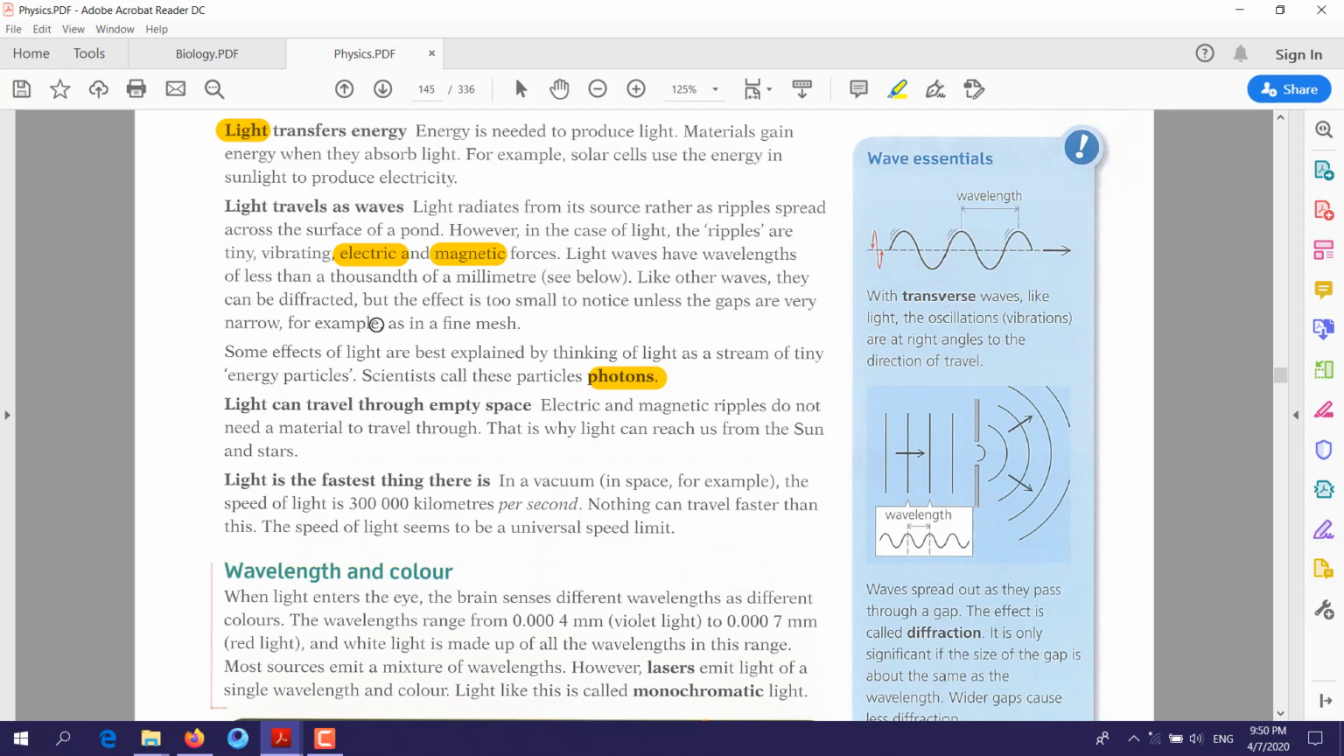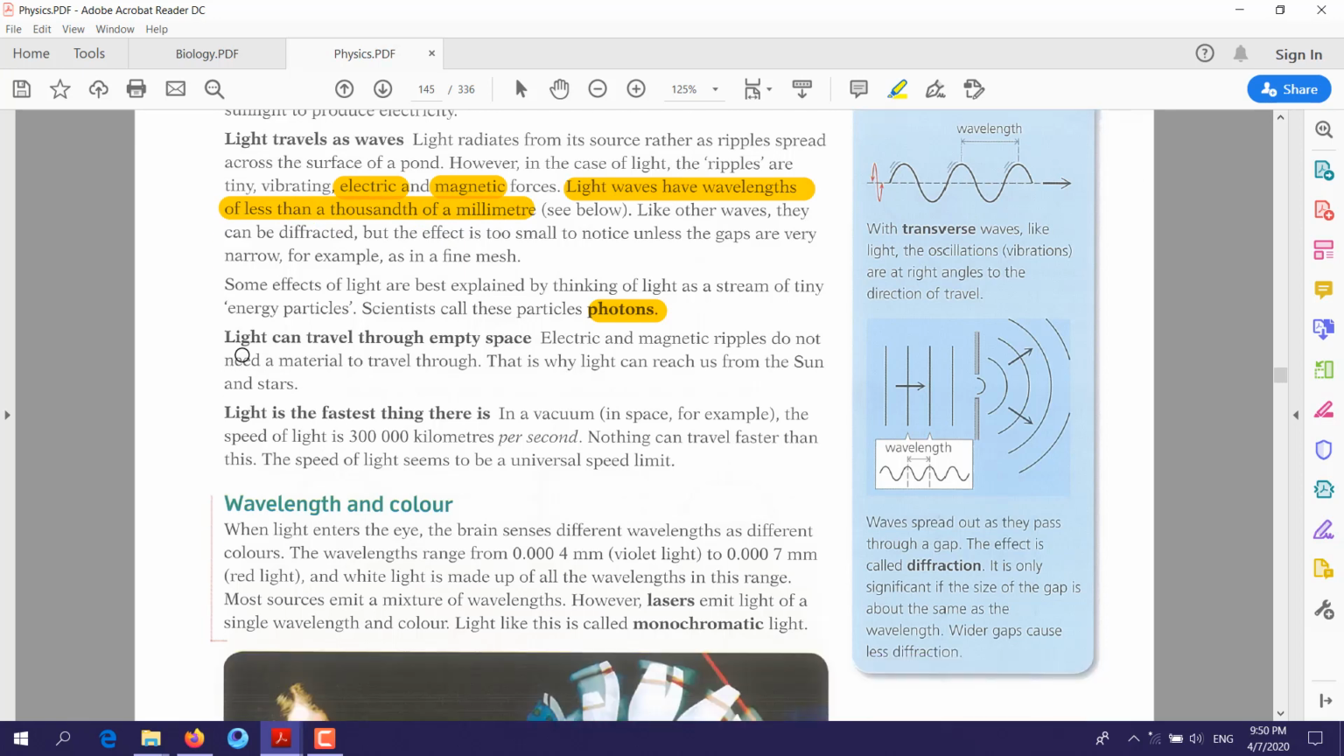One more thing about light traveling as waves. For each wave, we said it has a speed and it has a wavelength. The wavelength of light waves is very small. Here, as you can see, light waves have a wavelength of less than a thousandth of a millimeter.